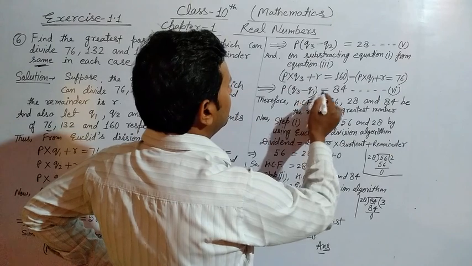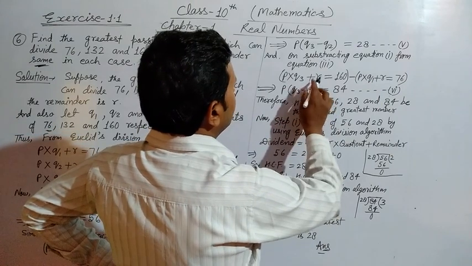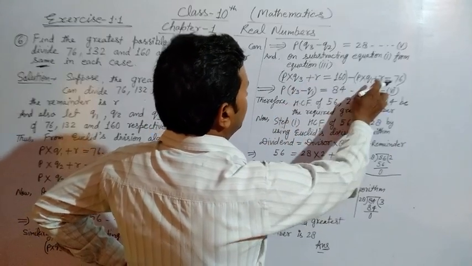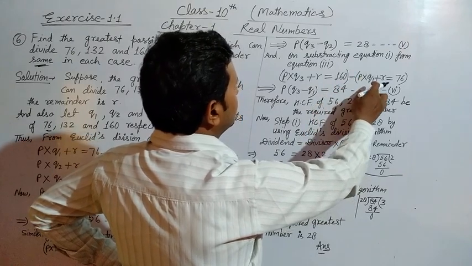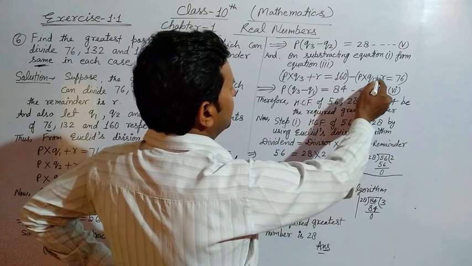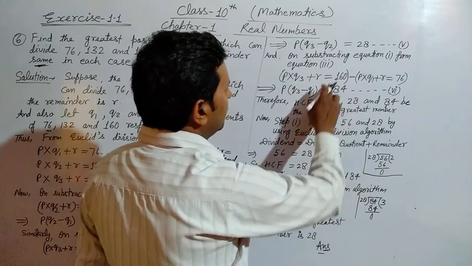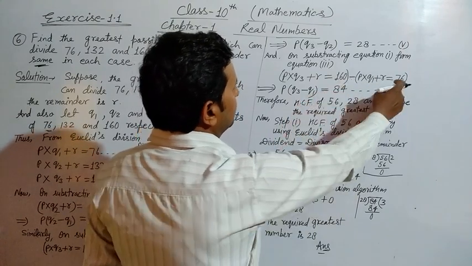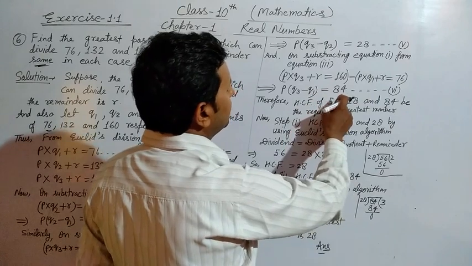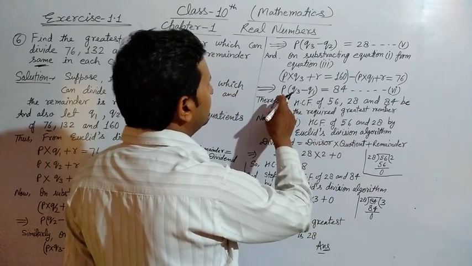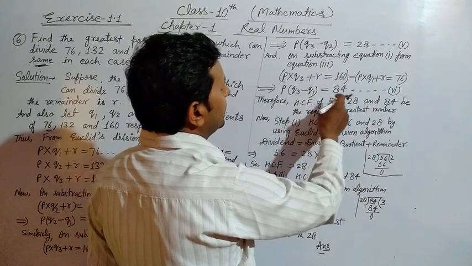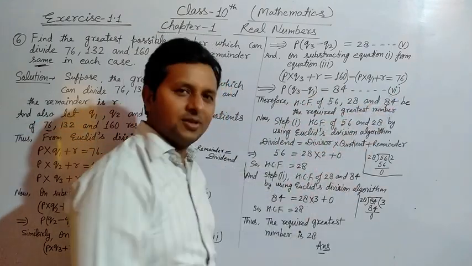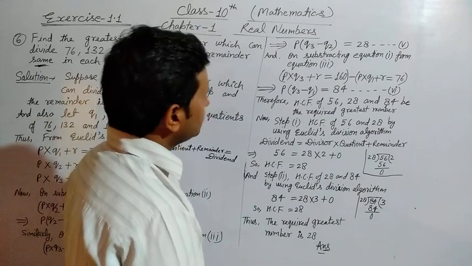Q3 minus Q1 is equal to, here plus R and here plus R, but when we open the bracket it becomes minus R, so plus R is cancelled out by minus R. Now 160 minus 76 is equal to 84. So in this way we get P in bracket Q3 minus Q1 is equal to 84. This is equation 6.